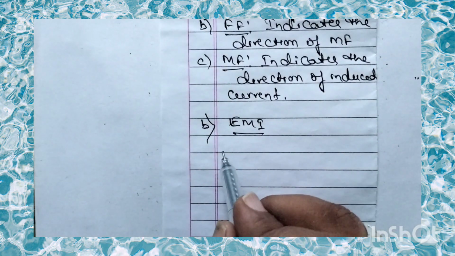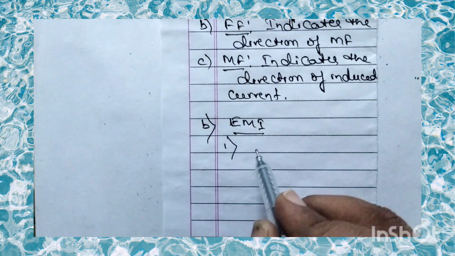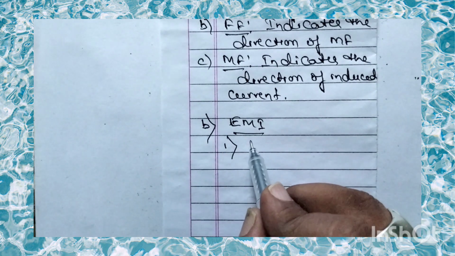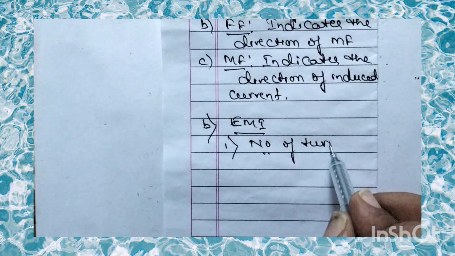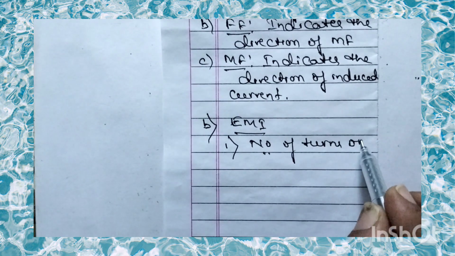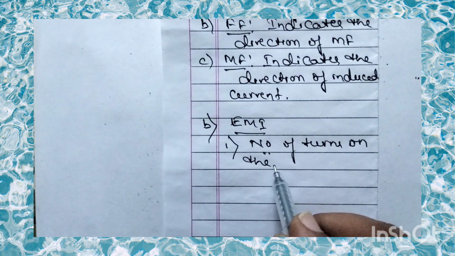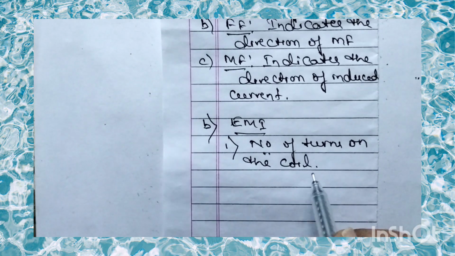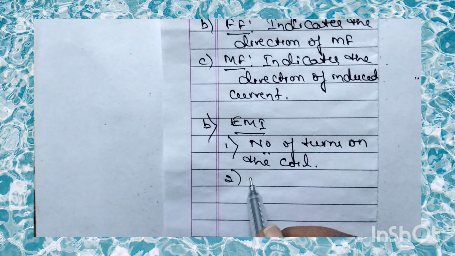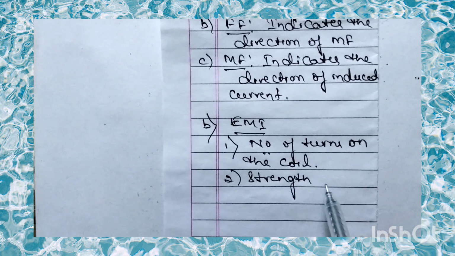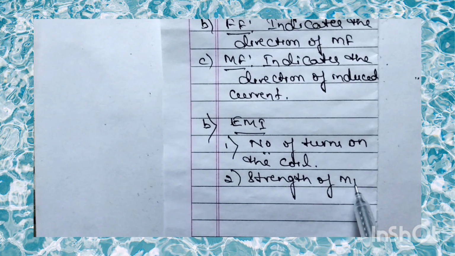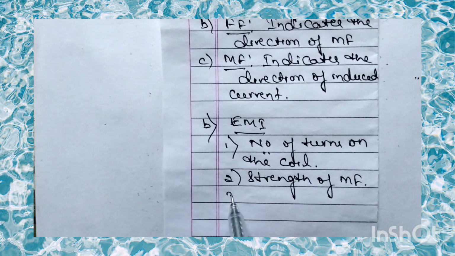The factors on which the electromagnetic induction depends upon: it depends upon number of turns on the coil. It depends upon strength of magnetic field.